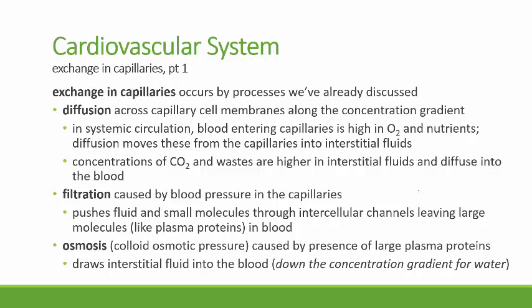Okay, hopefully you thought about it some, and you remembered that materials diffuse from high concentration to low concentration. So in the systemic circulation, where the blood that enters the capillaries has lots of oxygen in it, and may have lots of nutrients as well, diffusion will move these materials out of the blood in the capillaries where oxygen is high and into the interstitial fluids where oxygen is lower. So we move materials from the blood into the tissues.